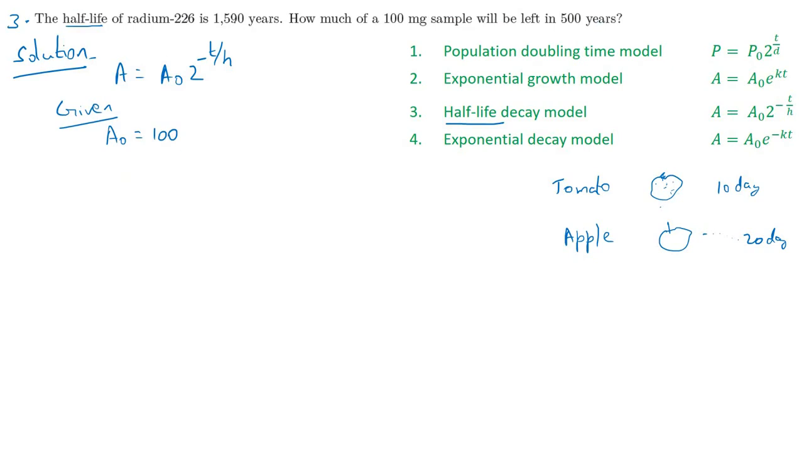But here what is this? Half-life time is given. Half-life time means what? Here it is H. H is equal to 1590. But how many years after do you want? 500 years. So T equal to 500.